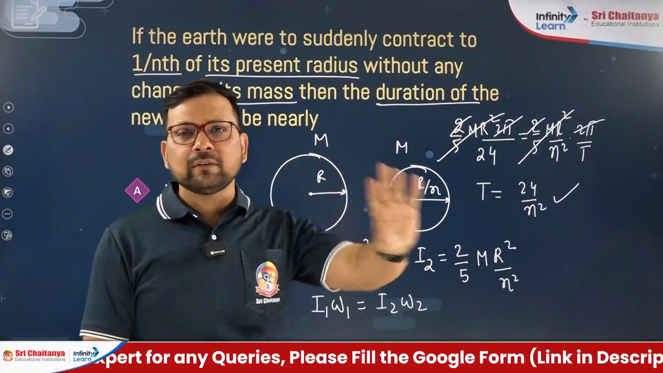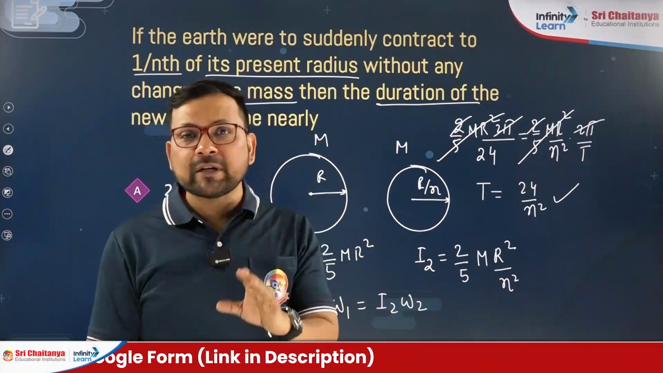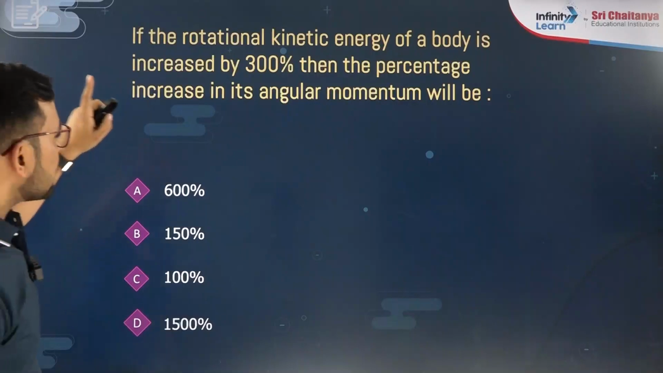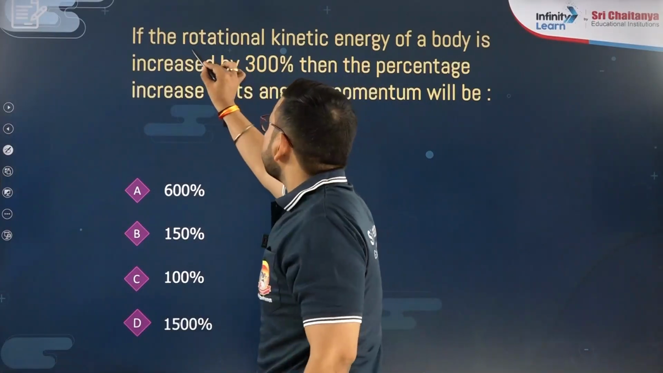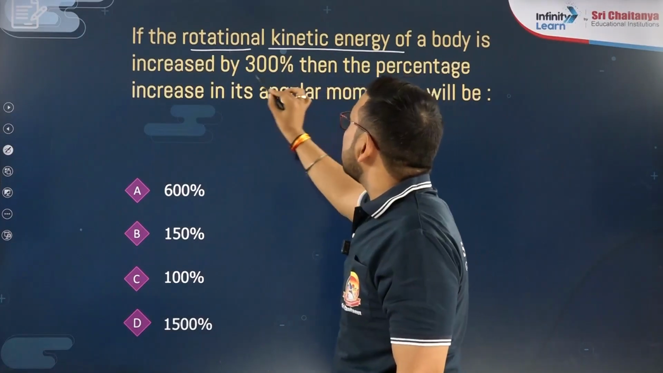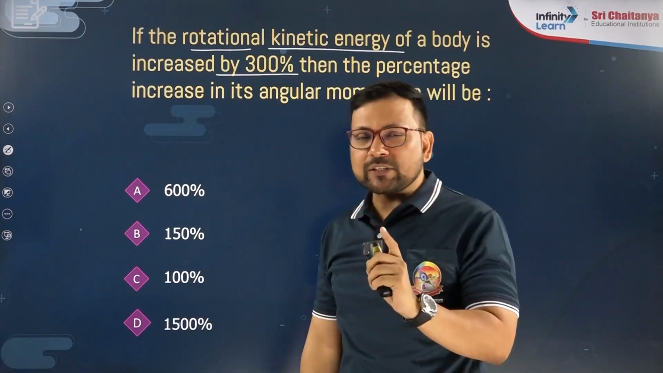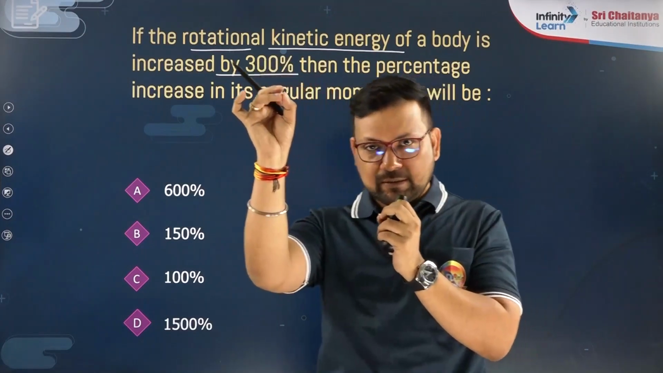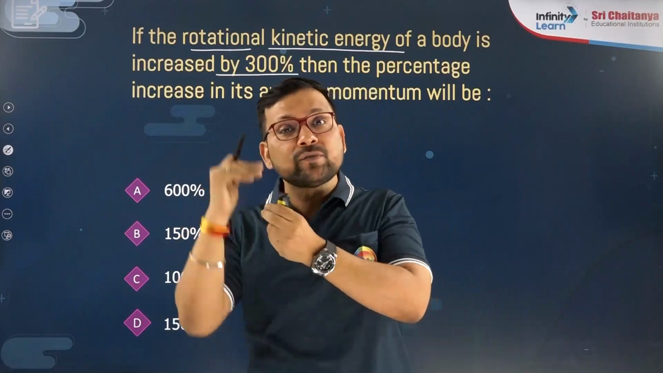In general, you can develop a pattern. I will have to do angular momentum conservation. Okay, moving to the next one. If rotational kinetic energy of a body is increased by 300%. In these kind of questions, see, word plays there. Increased to 300%, that is 3 times. Increased by 300%, that is 4 times.